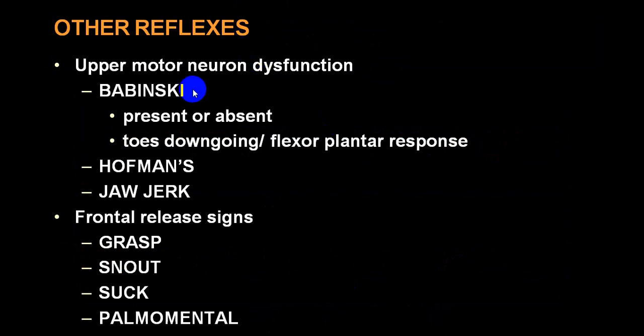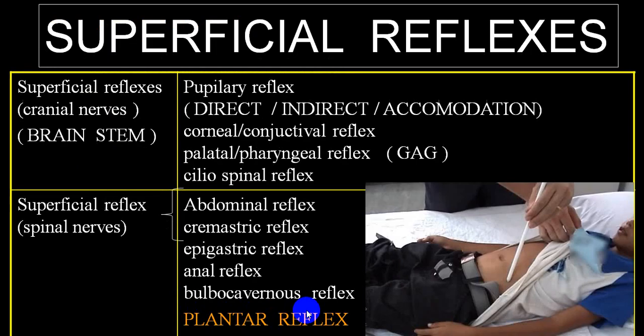Some of the reflexes we always mention in upper motor neuron lesions: that is Babinski, or we call plantar extensor. There is one more we call Hoffmann reflex, and exaggerated jerks. There are some release reflexes because of damage to the frontal lobe. So they are called frontal lobe release signs, like grasp reflex, snout, suck reflex and palmomental reflex, which are mainly done in children.